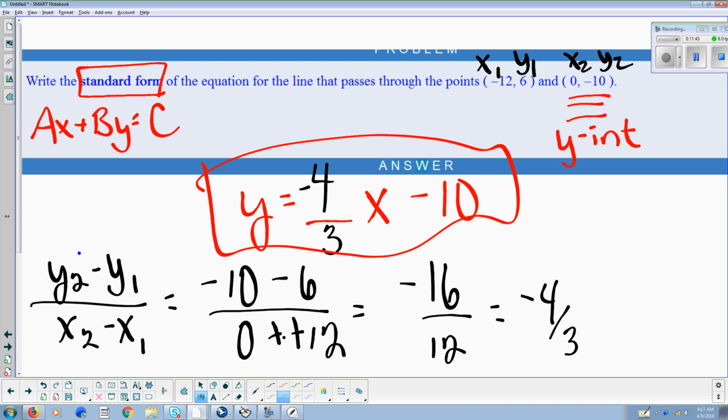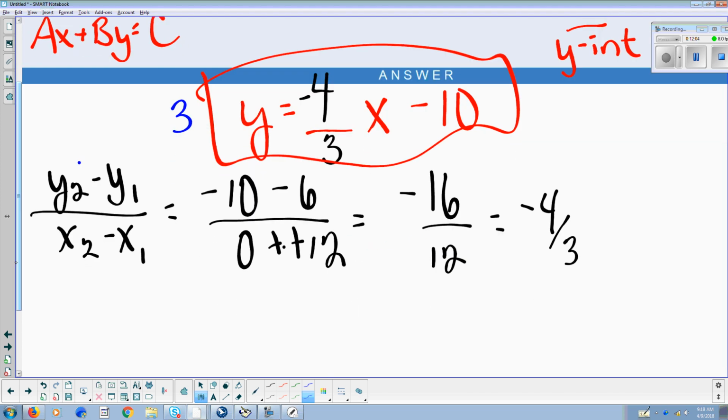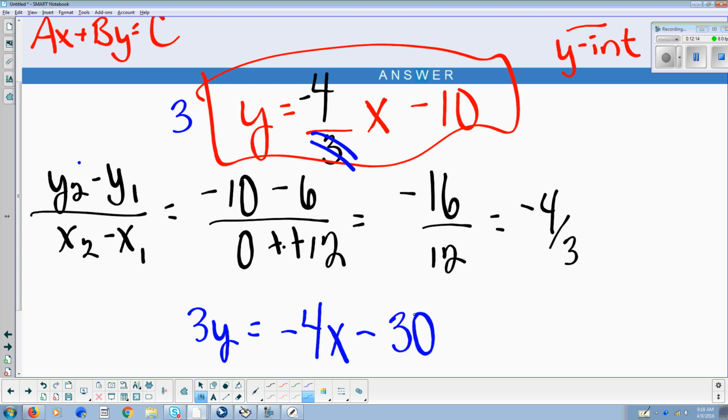Okay? So, first of all, I will remind you that standard form can't have fractions, so I'm going to eliminate fractions here. What can I multiply this equation by to eliminate the fraction? 3. So if I multiply the entire equation, both sides, everything, by 3, I'm going to rewrite this as 3y equals negative 4x, because the denominator would cancel, minus 30. That is the result of multiplying the entire equation by 3.